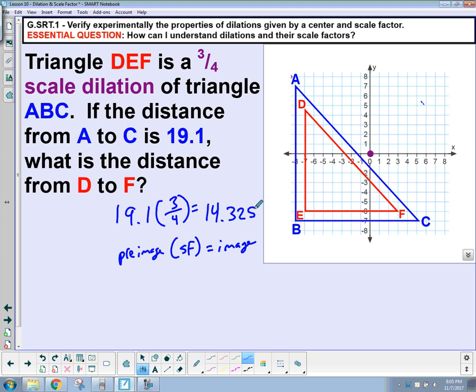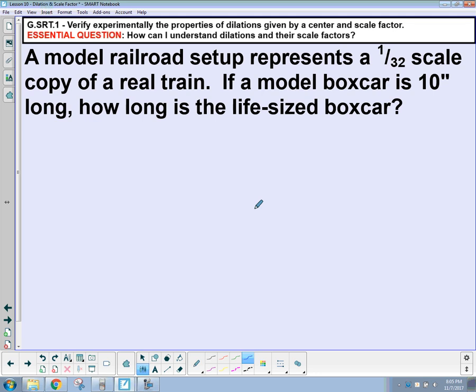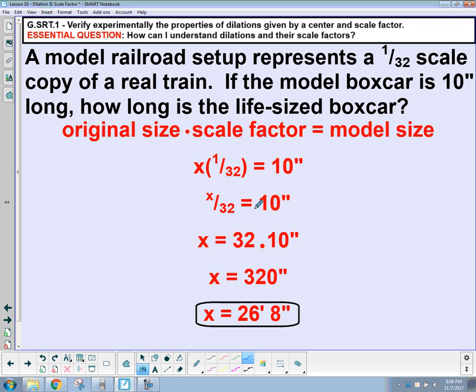A model railroad setup represents a 1/32nd scale copy of a real train. If the model boxcar is 10 inches long, how long is the life-sized boxcar? Okay, this is almost like your Hot Wheels or Matchbox cars. So the setup is you take your original size, times the scale factor, and it will equal your model size because it's scaling it down. We don't know what the original size is, so that's X. We do know they applied a 1/32nd scale factor.